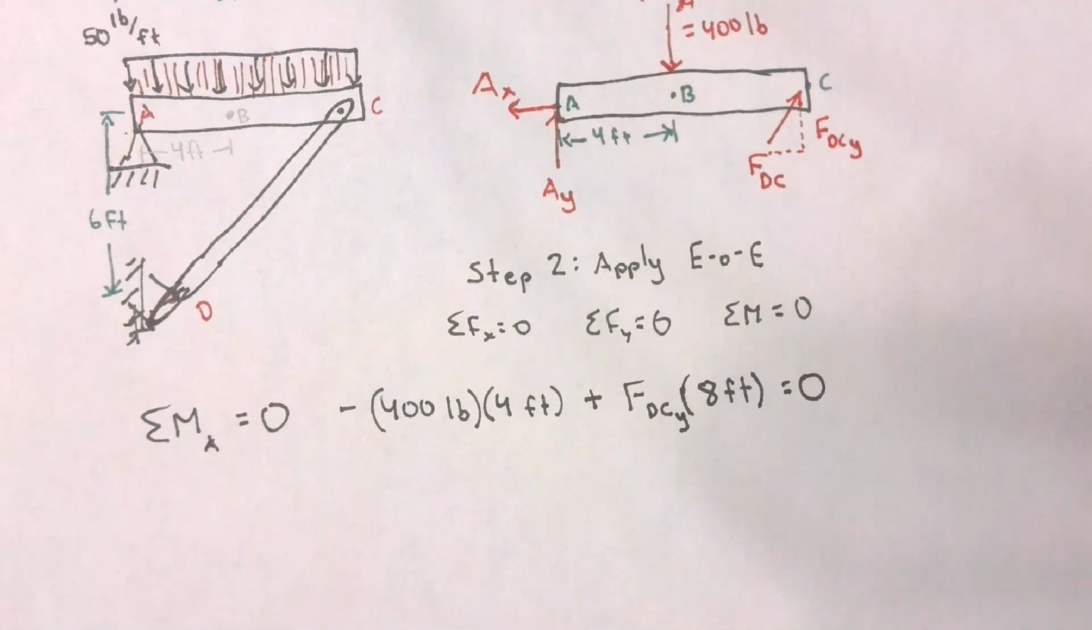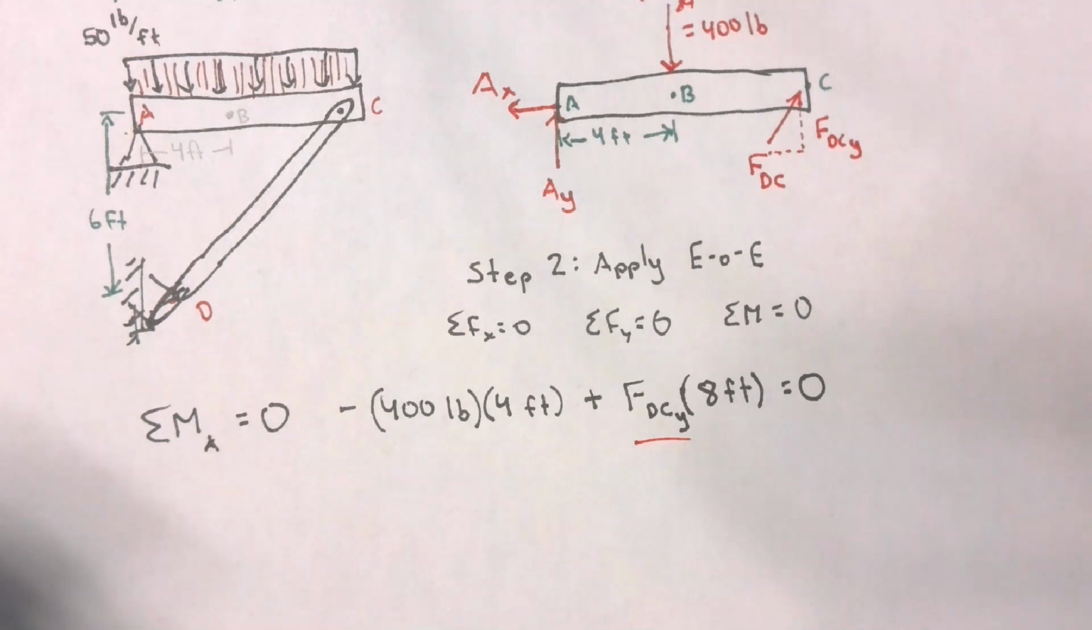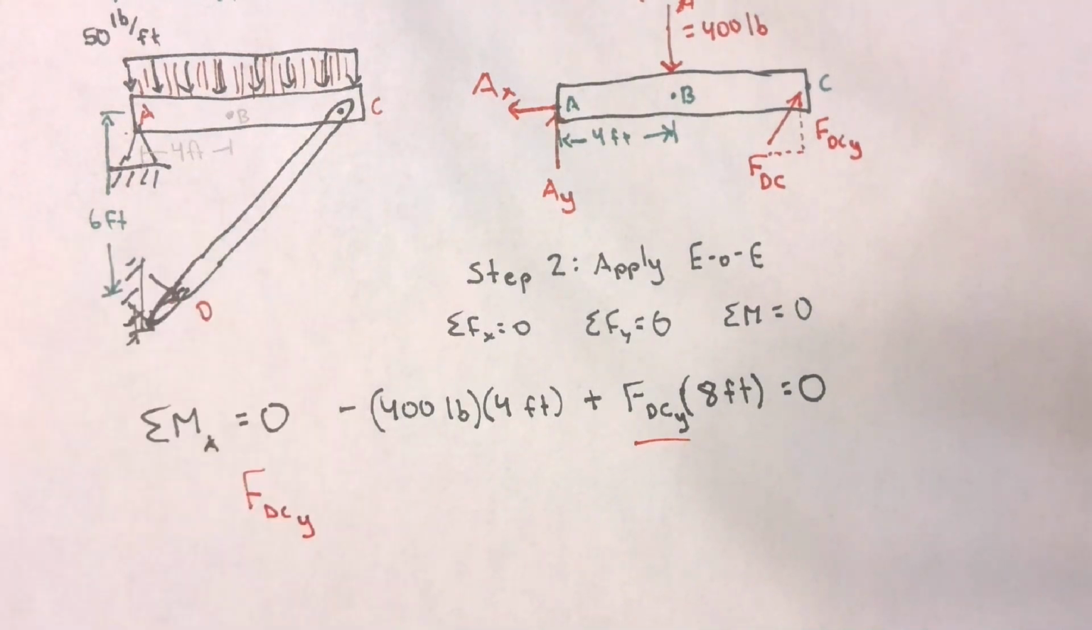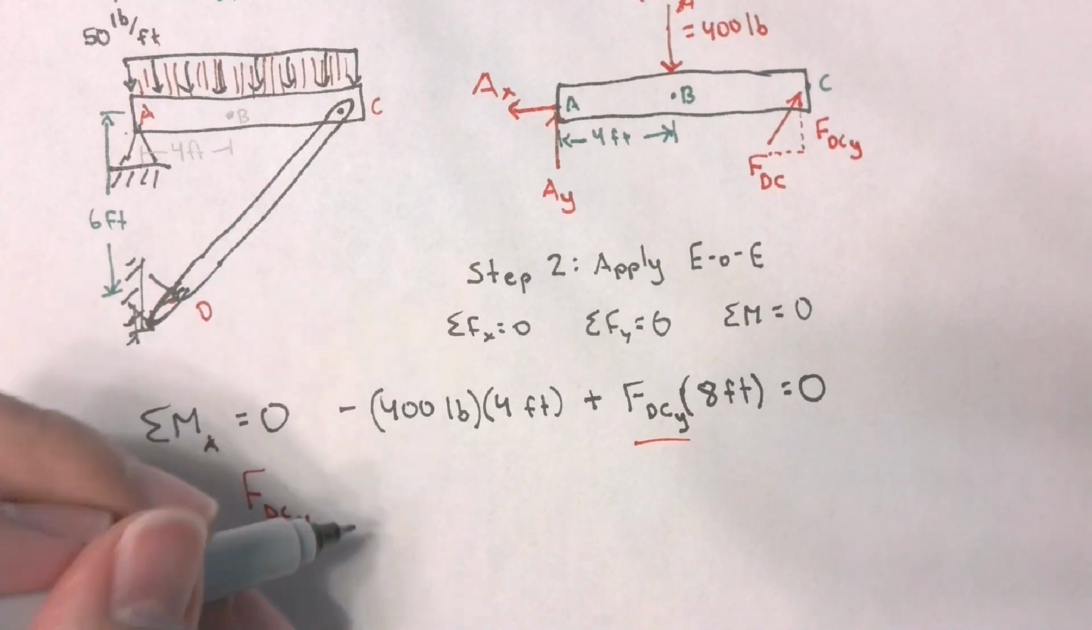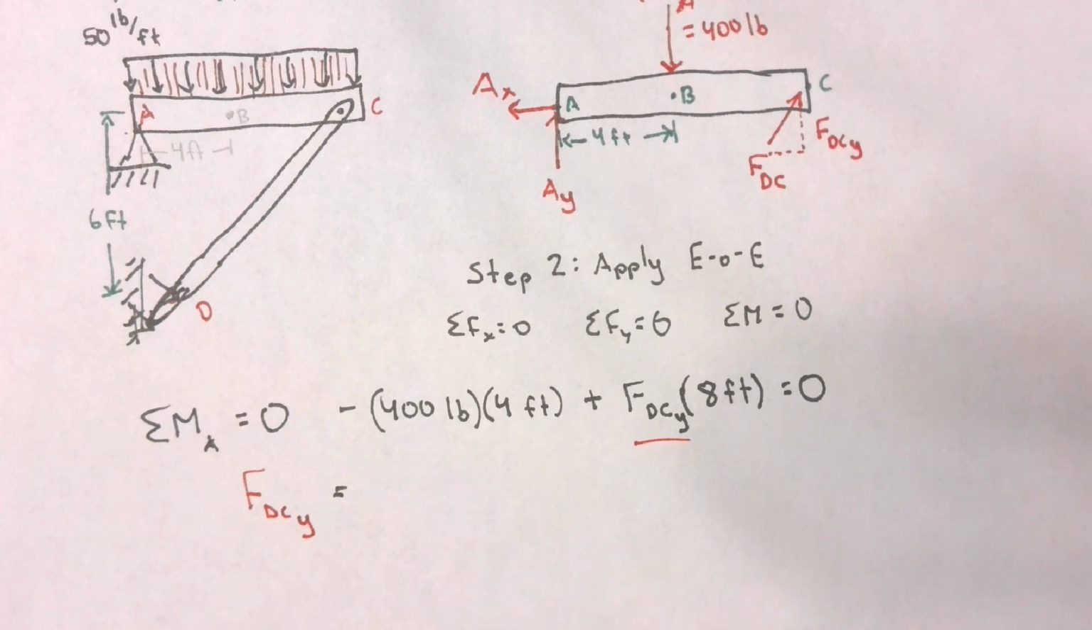So, how many unknowns do I have here? 1. Yep. Yeah. Okay, so I can solve for that y component. So I get that FDCY equals 400 times 4 divided by 8. That should be 200, right? Yes. Okay.